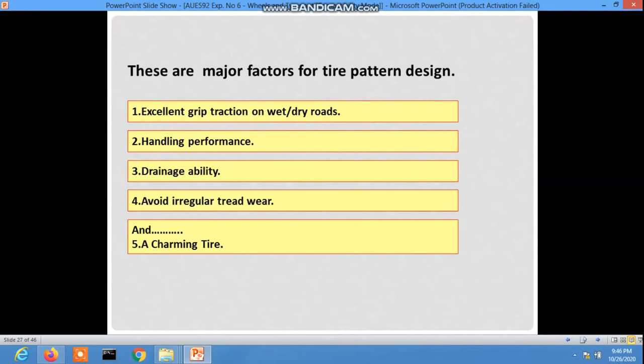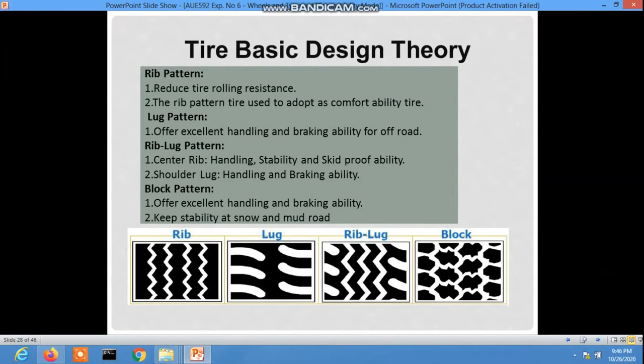Now the tire basic design theory: rib pattern, and another is the lug pattern. Rib pattern reduces the tire rolling resistance. Lug pattern offers excellent handling and braking ability off-road. Rib lug pattern, center hub, center rib, gives handling, stability and skid proof ability. Block pattern offers excellent handling and braking ability to keep stability on snow and mud roads also. The last one is block pattern, which is used in tractor tires, that is off-road vehicles.